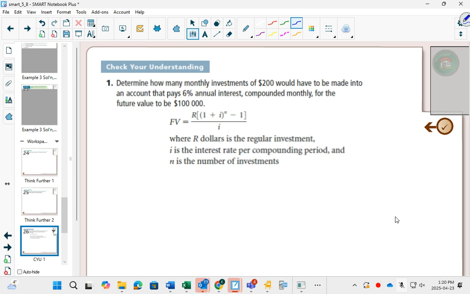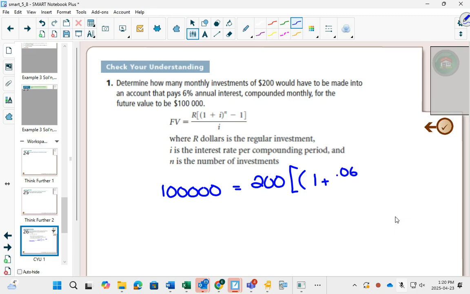So, how do we go about this? We want the future value to be $100,000, so we can put that in for the FV. R is the regular investment. We're regularly investing $200, square bracket, round bracket, 1 plus i, and it says i is the interest rate per compounding period. So the interest rate is 6%.